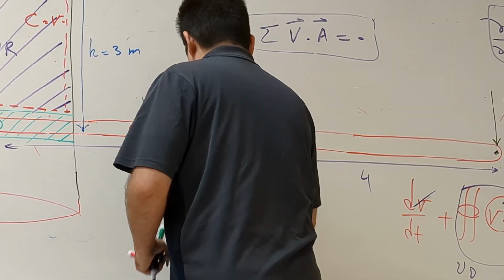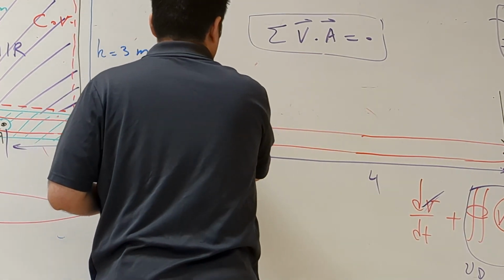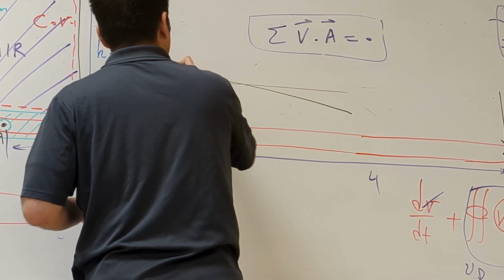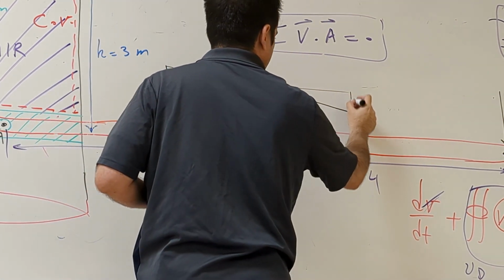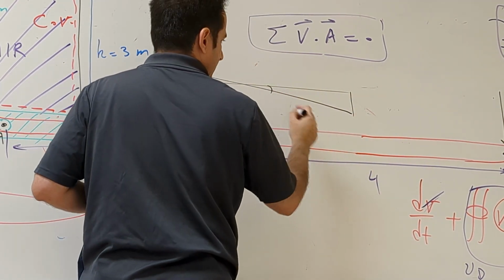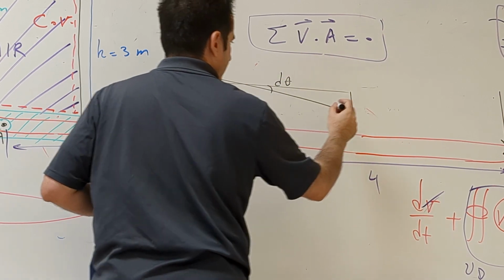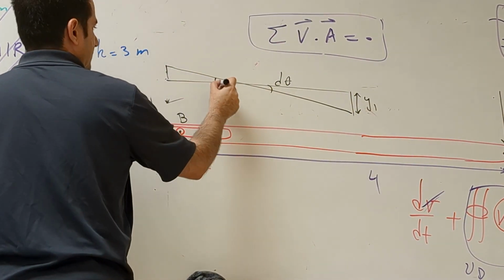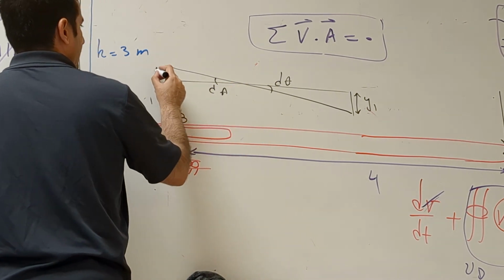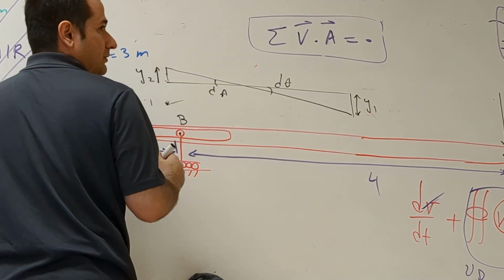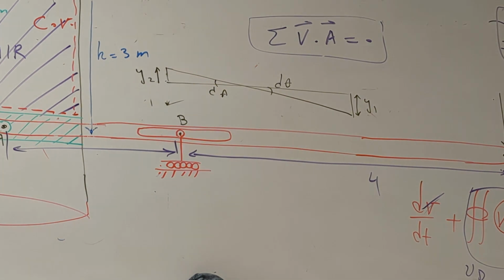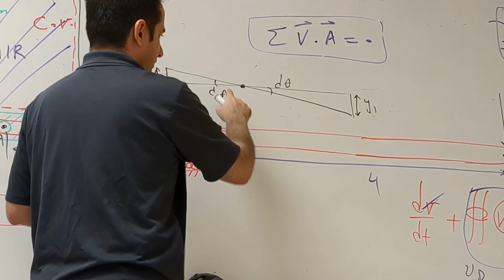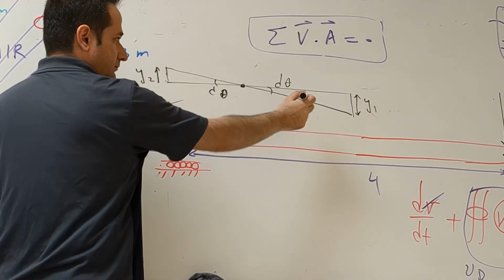Should have gone the other way. So this goes this way, down, and then goes here. Right? This is d theta goes down, so this is y, call it y1. And then d theta, call this y2. So these two triangles are similar, right? Why? Because it's d theta.